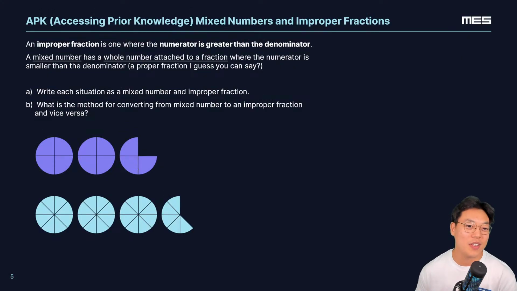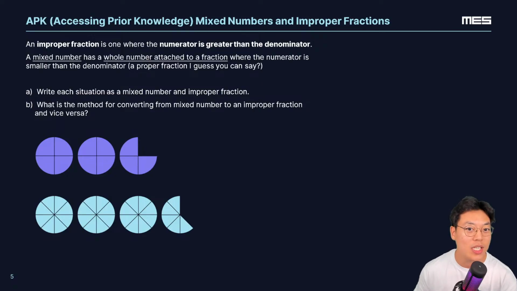I also love starting off my lessons with something called an APK. These are accessing prior knowledge so that you're able to access later parts of the lesson when these come up, and I don't have to do a little side lesson later. I can just take you back to our APK and be like, remember how we did this earlier, and so we can keep the flow of the lesson going. So today's APK is on mixed numbers and improper fractions.